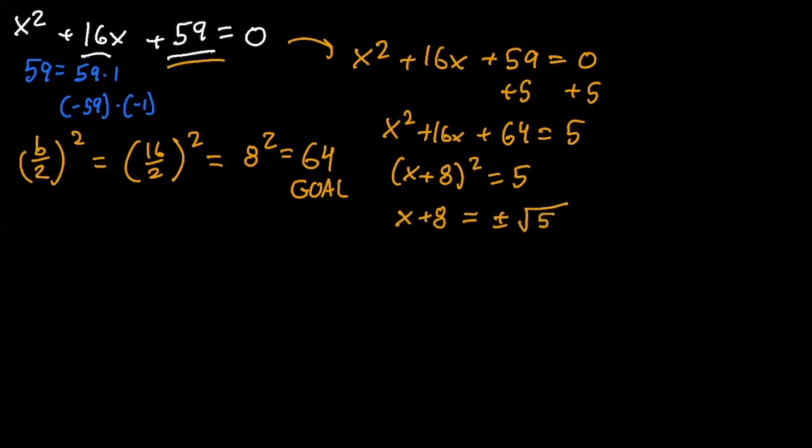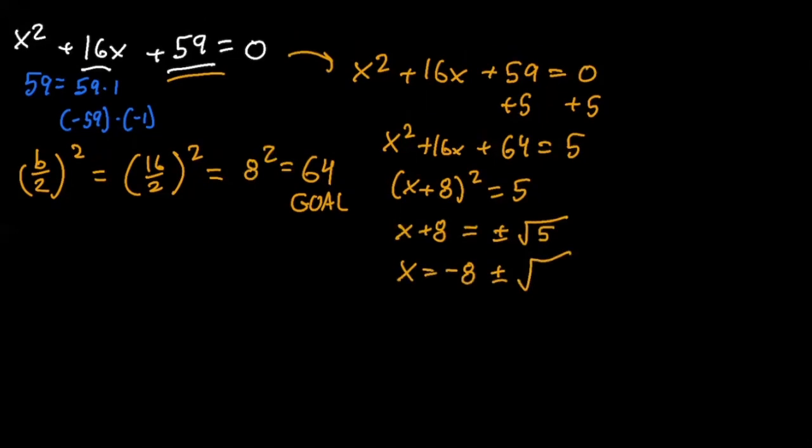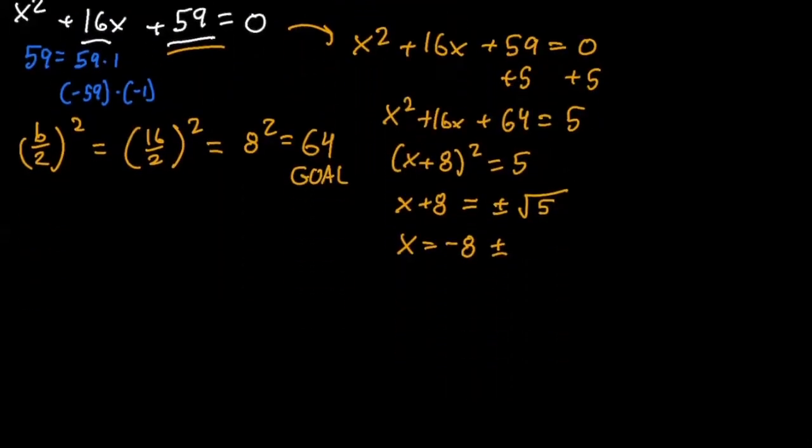5 is not a perfect square, so we have an irrational number here. We'll just leave it as square root of 5 in our answer. Our last step is to subtract 8 from both sides. And usually when we have a rational number and we're adding or subtracting an irrational number, the rational one will be on the left. So you might notice that I'm writing the integer on the left, negative 8, and then putting the square root on the right. So here we have x equals negative 8 plus or minus square root of 5.